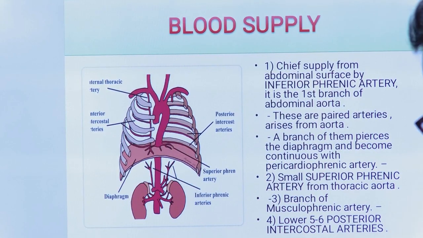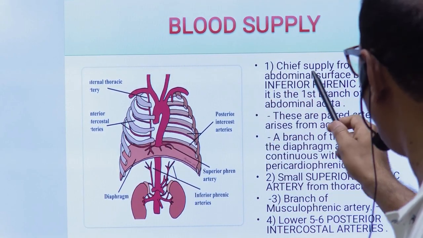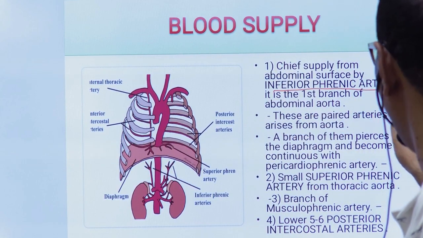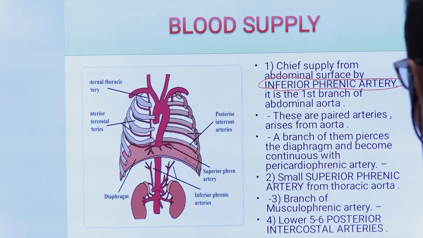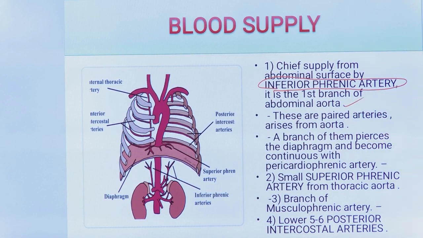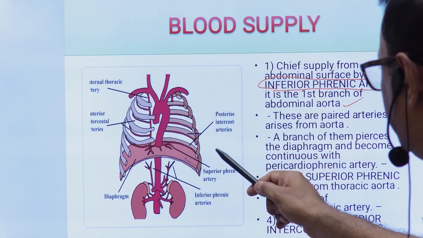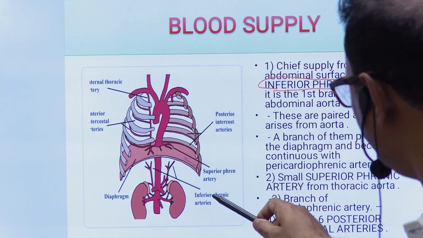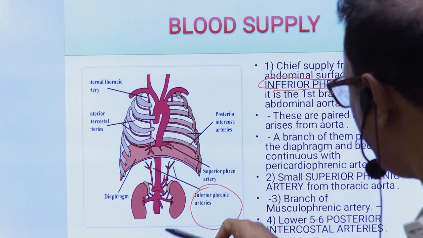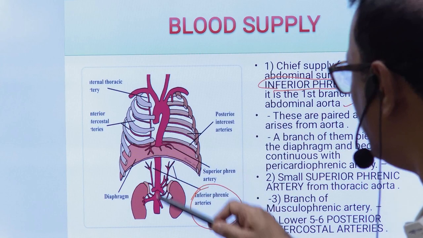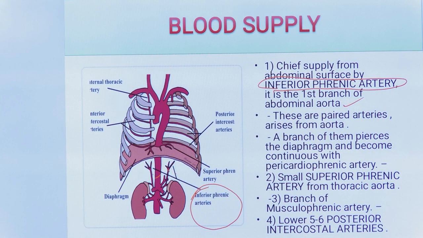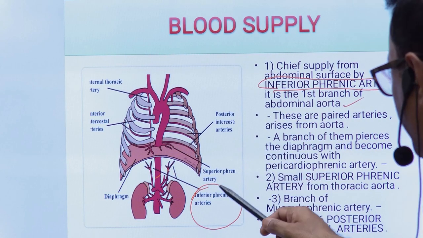Now coming to the blood supply. The blood supply is mainly from the inferior phrenic artery. The inferior phrenic artery is the main blood supply, and it is the first branch of the abdominal aorta. They are paired arteries. This inferior phrenic artery comes from the abdominal aorta, and it will supply the diaphragm, one on either side.